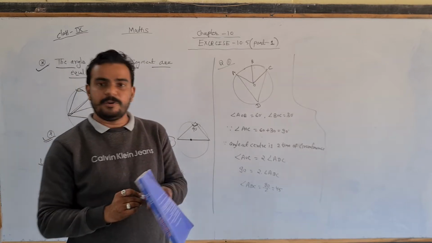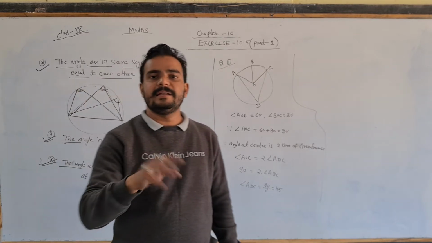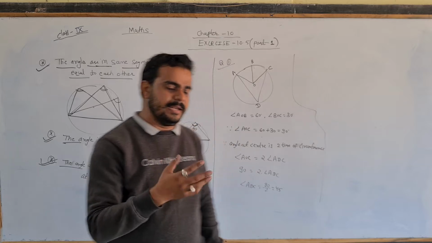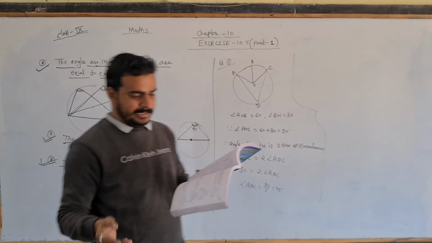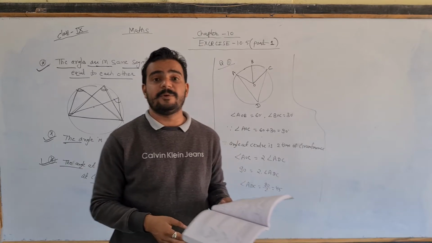The angles in the same segment will be equal to each other. The angle in a semicircle is always 90, and the angle at the center of a circle is double that at the circumference. So based on these three properties, our exercise 10.5 is there.